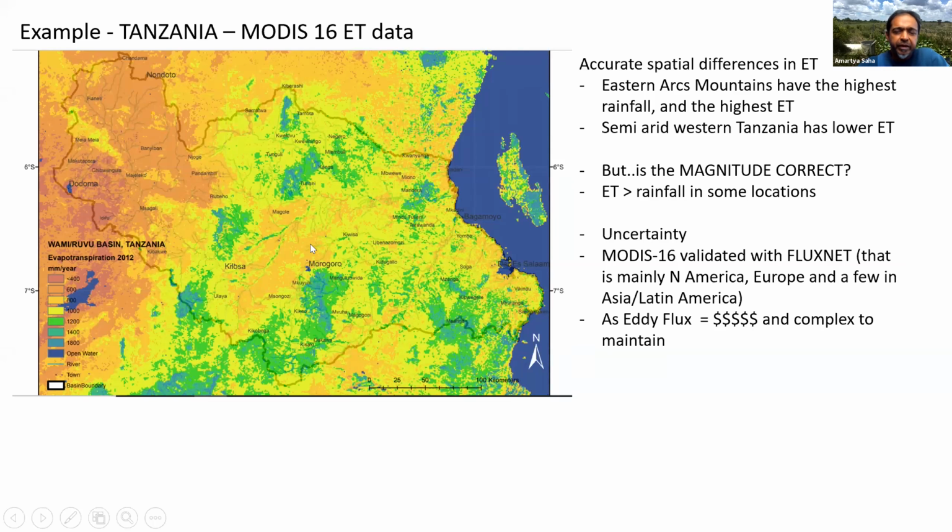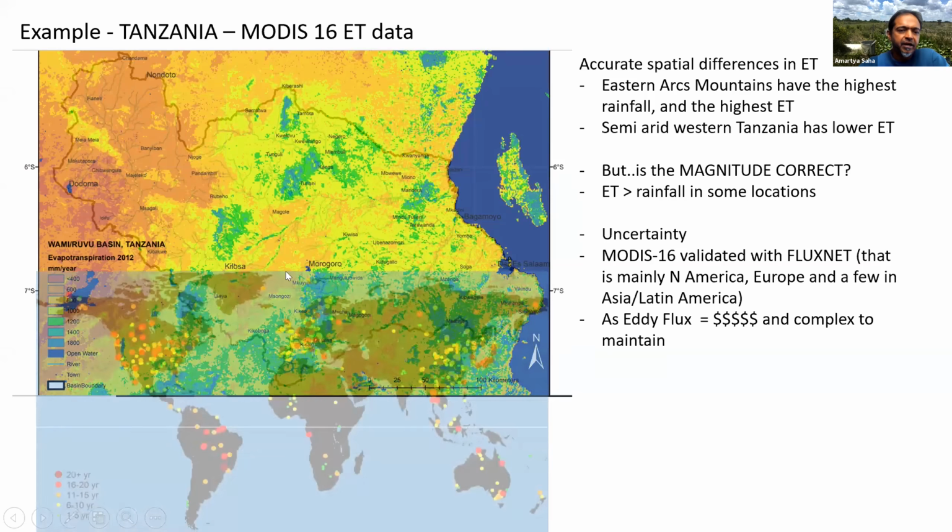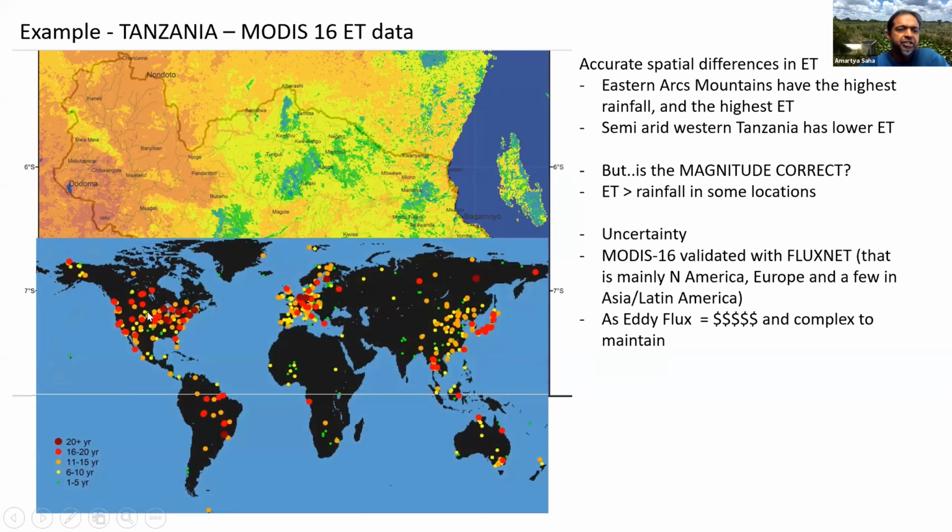One reason for that is that these data sets in much of the world are validated using the network of eddy flux stations, which are mainly concentrated in North America, East Asia, and Europe. Africa and South America, for instance, have very few.